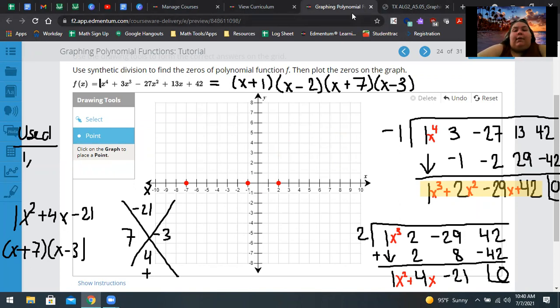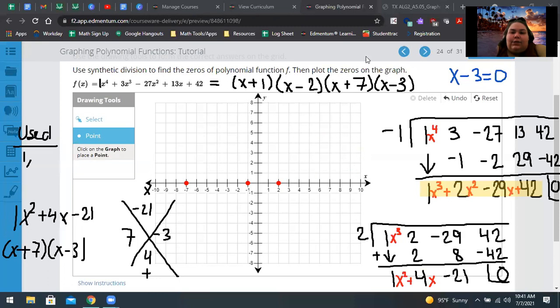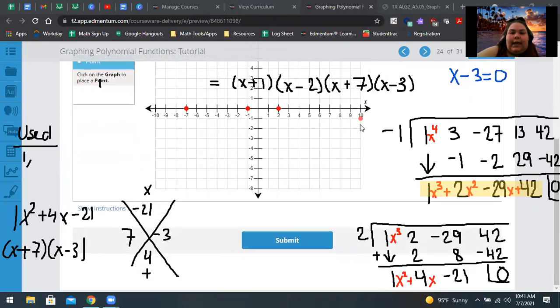Or if you don't remember that quick little trick, take x minus 3 and set it equal to 0 and solve. So let me write it out here so you can go ahead and write it out to find that other 0. X minus 3 is equal to 0. Get x alone and then enter your number down below. And that's all it's asking for. So it's just asking for the zeros.